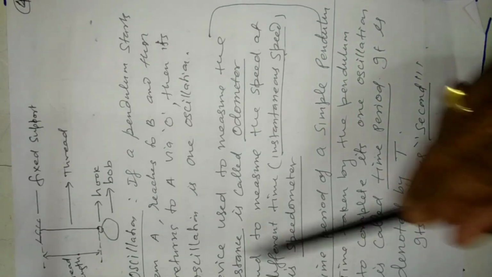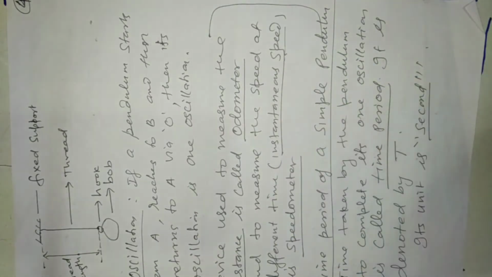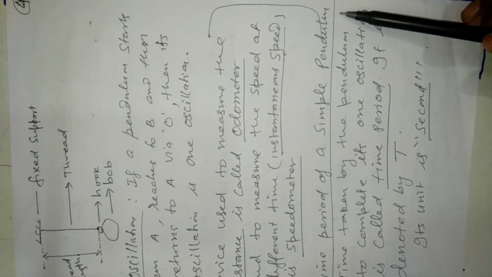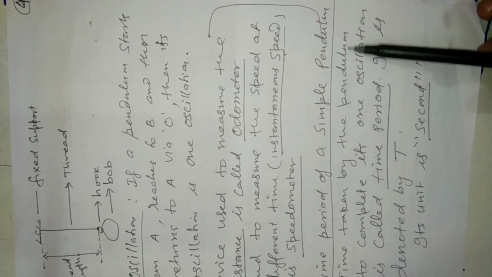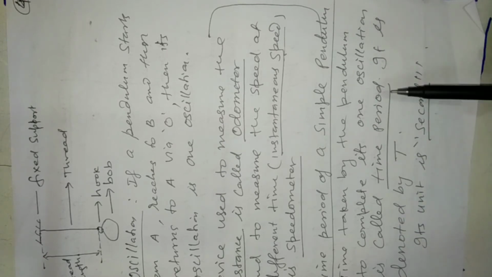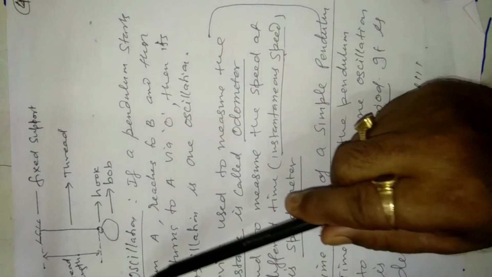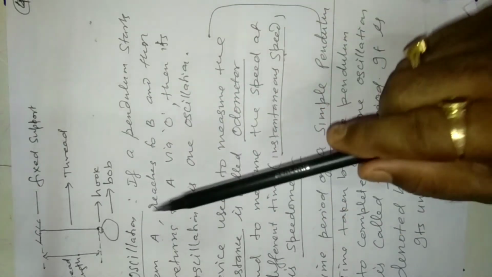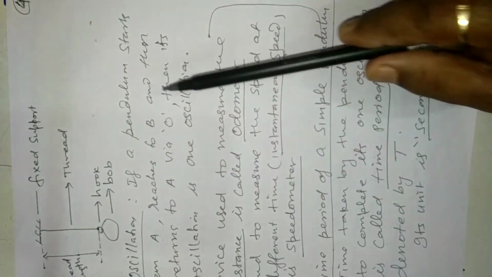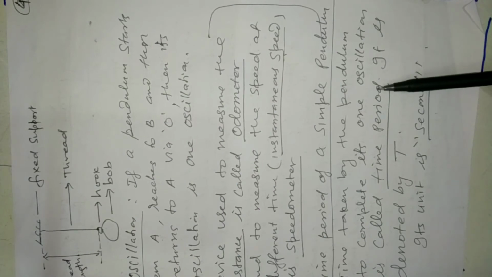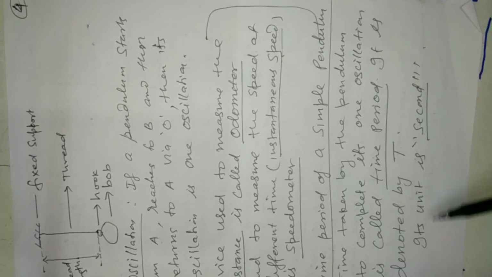So this is the important point. Now come again to the time period of a simple pendulum. What do we mean by the time period of a simple pendulum? The time taken by the pendulum to complete one oscillation is called the time period. It means the pendulum starts at A, goes to B and again comes to A via O, that is one oscillation. The time taken to cover this one oscillation is called the time period, and it is denoted by T and its unit is second.